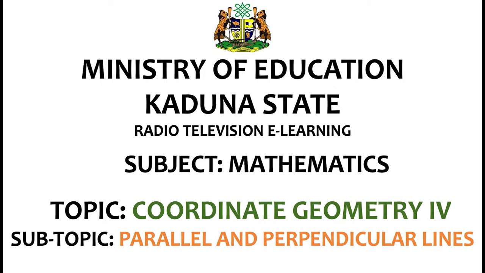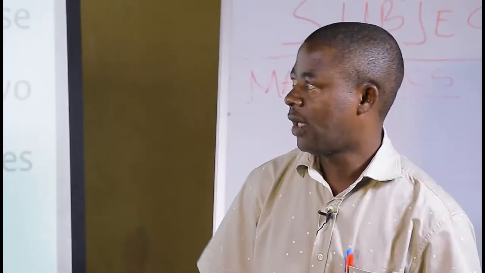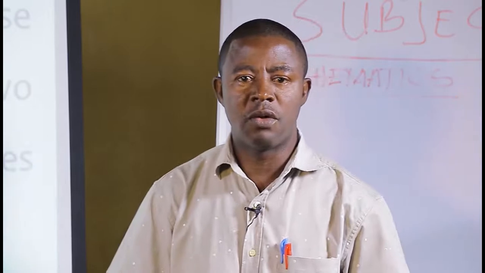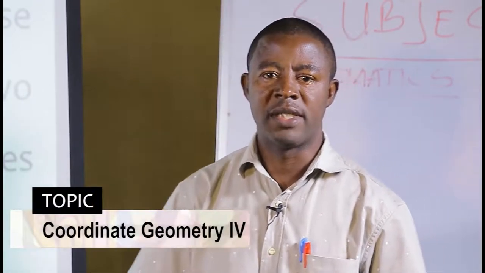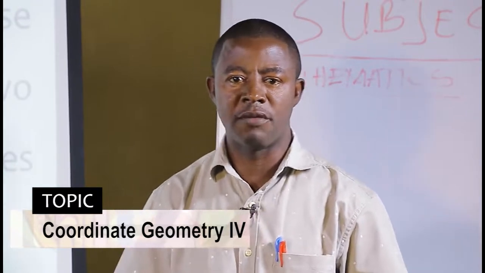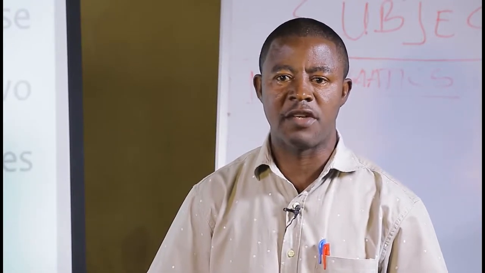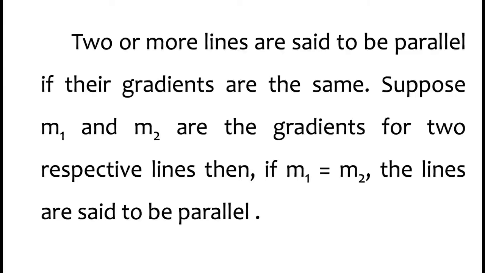Now, when two or more lines are parallel, they will never meet. And the condition for them to be parallel is when they have the same gradient. So two or more lines are said to be parallel if their gradients are the same.